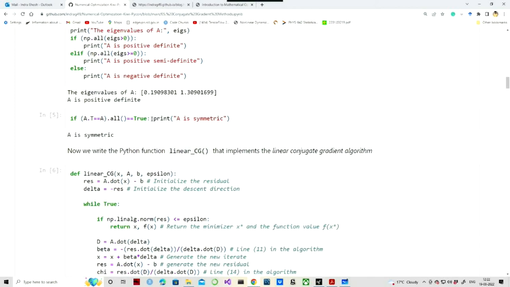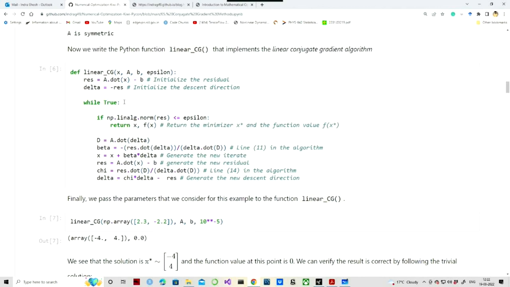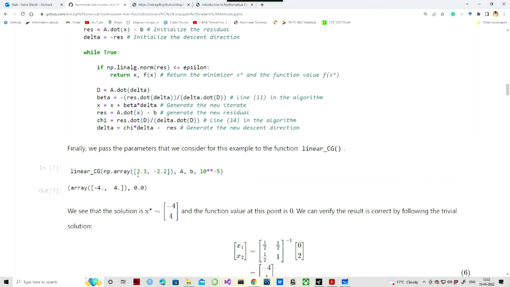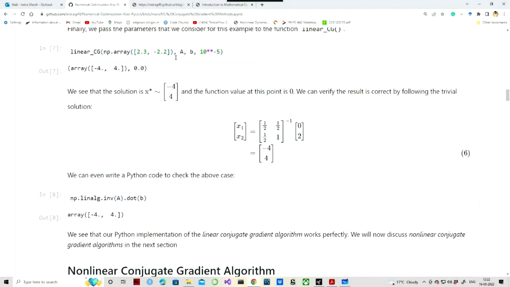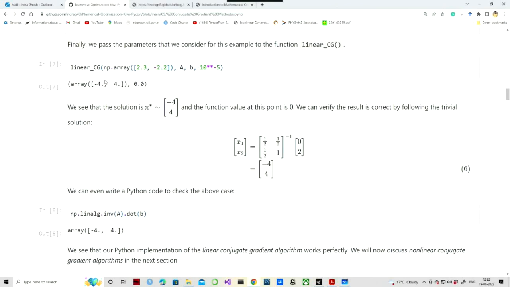So it is symmetric. Now we write the Python function, linear CG, to implement the whole algorithm. We use that function to come up with X star, that means the minimizer. And we see that the solution X star is given by minus 4, 4. The function value should be, it's not obvious, but most of the time very close to zero. Here, I think it's less than 10 to the minus 5, so that's why it's just returning zero.